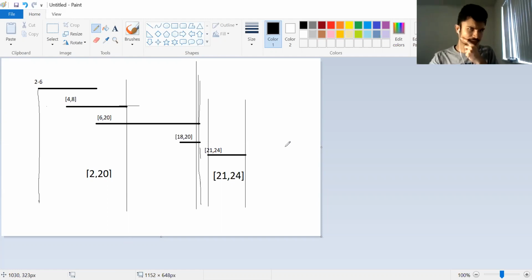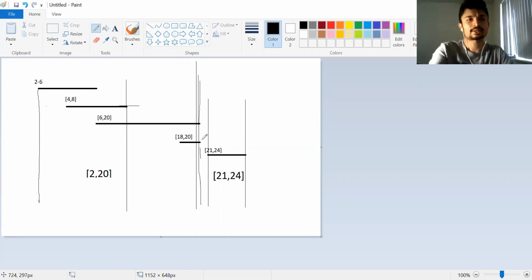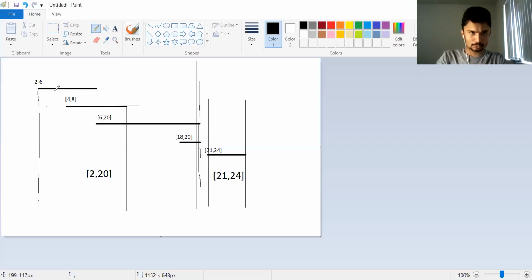But remember that I've sorted by the starting points: 2, 4, 6, 18. Now I take 2 comma 6 as my current interval and keep a pointer at 4 comma 8. I check 2 comma 6 and 4 comma 8: do they overlap? If they do, my current interval becomes 2 comma 8, from this point till this point.